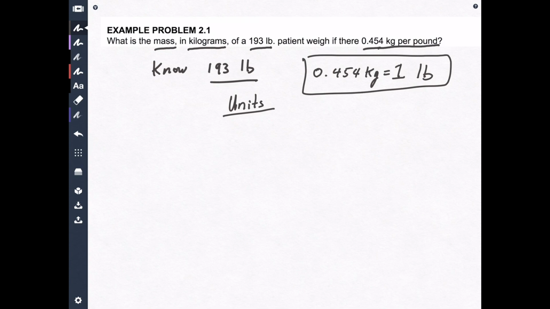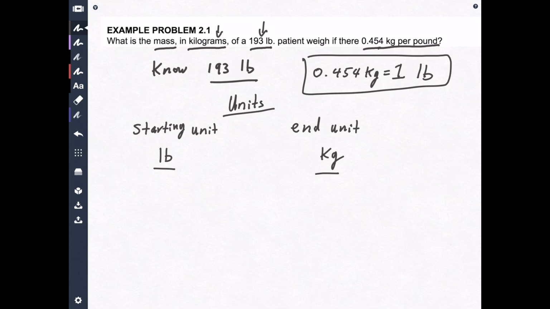Okay, so what unit are we starting with? We're starting with pounds. That's the unit we're starting with. How do I know that? Because the question told me. 193-pound patient. We want to go into kilograms. The end unit must be kilograms. Now, once you get good at these questions, you don't have to say starting units this, ending units that. You just kind of know in your head.